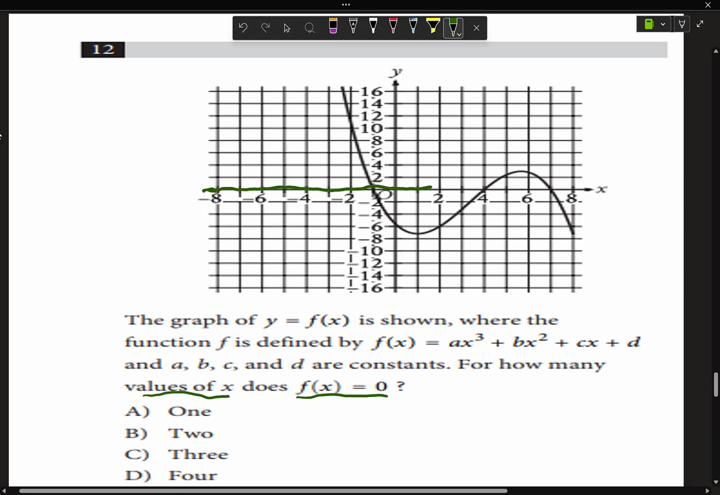Well, the y value is equal to 0 anywhere along the x-axis. So we're looking for the x values that have a y value of 0. So that's these 3 points right here. So that means there are 3 values of x that make this function equal to 0.